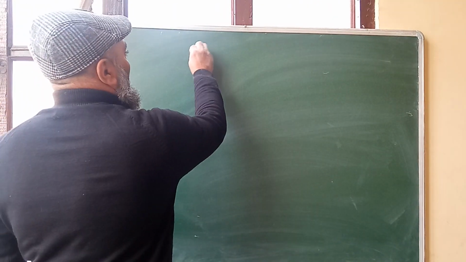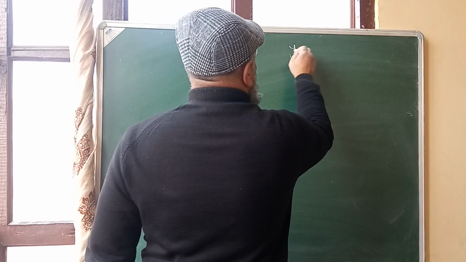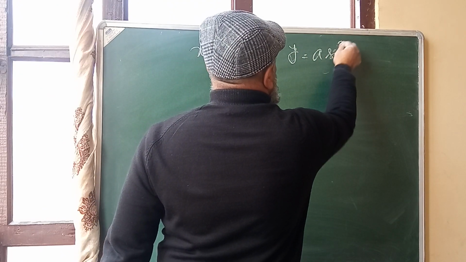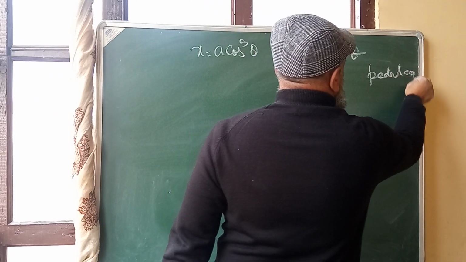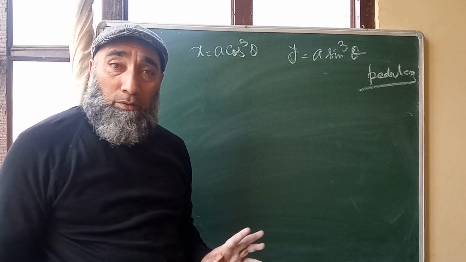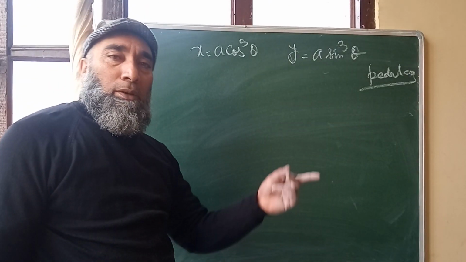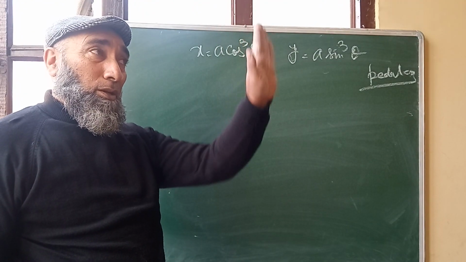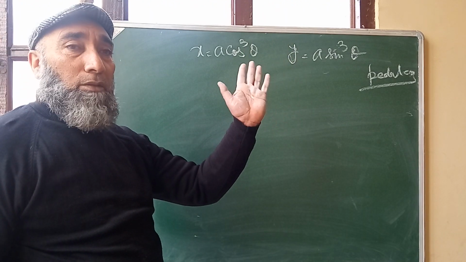If your x is a cos cube theta, y is a sin cube theta, you have to find the pedal equation. See, you have the relation in terms of x and y, and you have to find the pedal equation. The pedal equation is a relation between P and R. P is the length of the perpendicular, right? R is the radius vector.